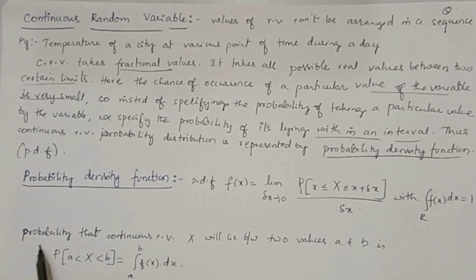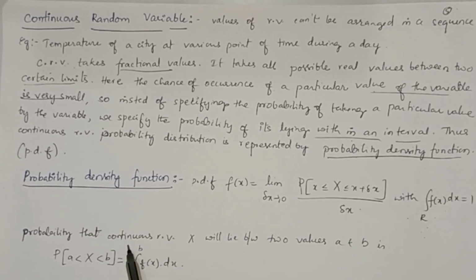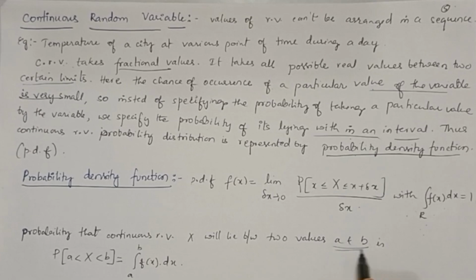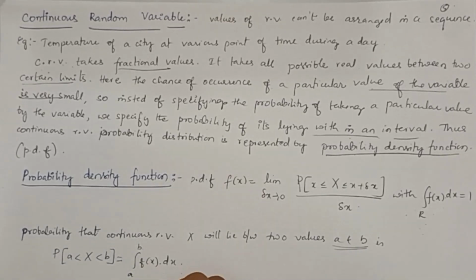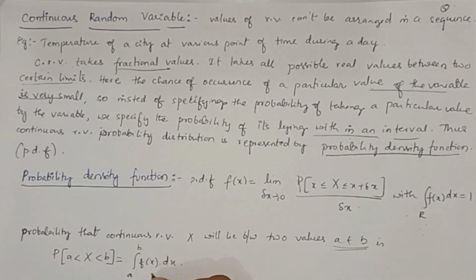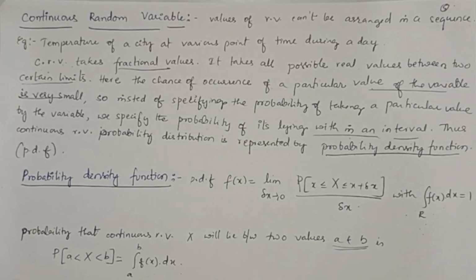And if you want to find out the probability of a continuous random variable x being between two values a and b, it is given as integral from a to b of f of x into dx. This is the definite integral, where f of x is the PDF. Using that probability density function, you can find out its probability distribution. So let us take one example.